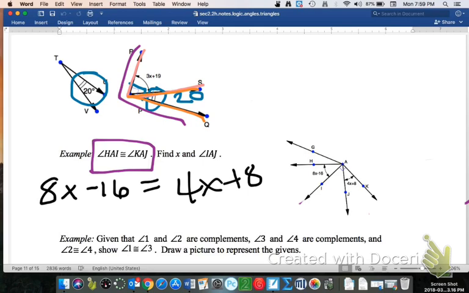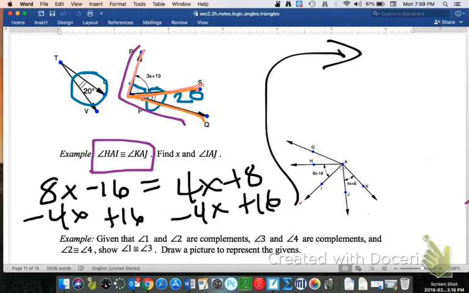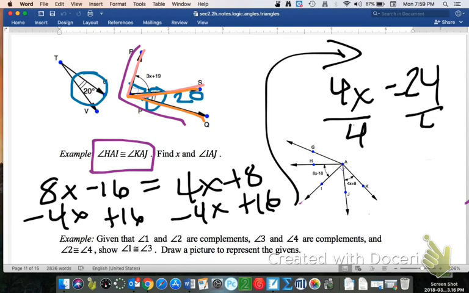So I'm going to move my x's to the left side and my numbers to the right side. So I'm going to subtract 4x and add 16. Okay, so then we have the 8x minus 4x, which gives us 4x. Then a negative 16 plus 16 goes to 0. 4x minus 4x goes to 0. And then 8 plus 16 gives us 24. So now I want to get the x by itself, so we're going to divide by 4. So then we get x is 6.